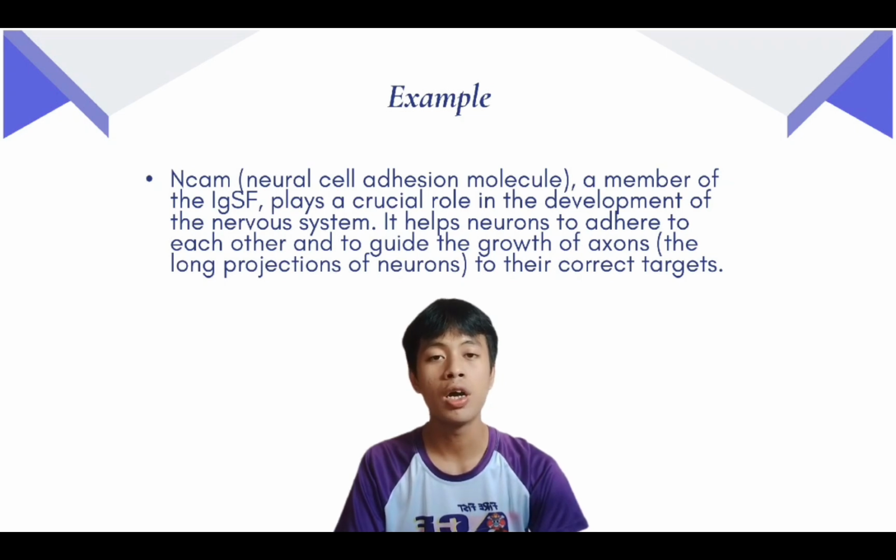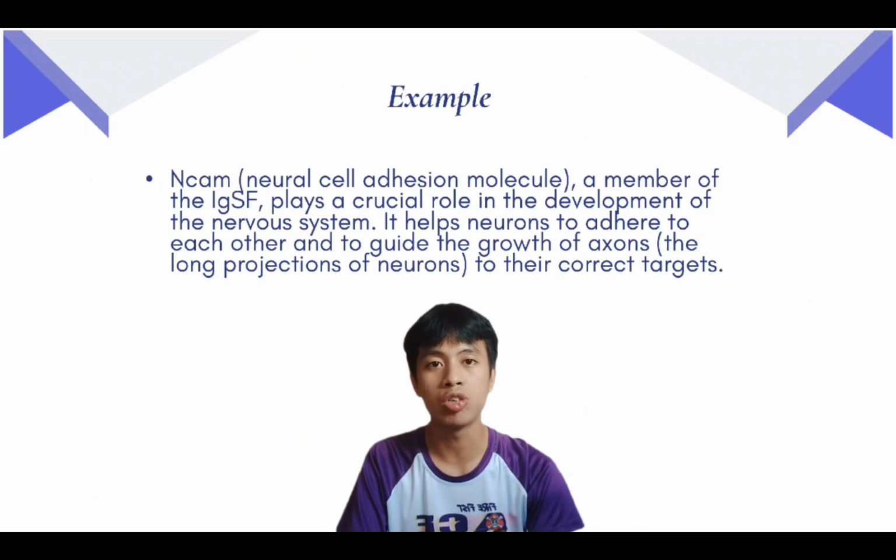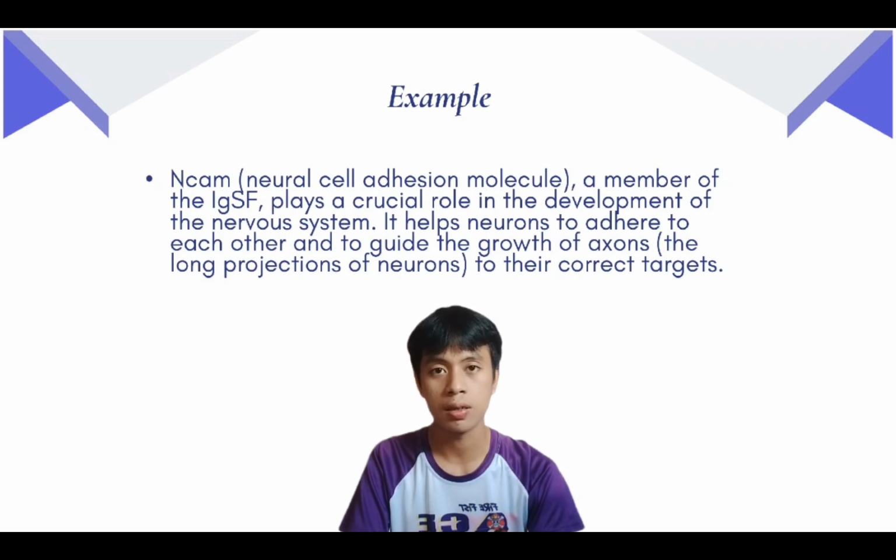Example of role of immunoglobulin superfamily. NCAM, or neural cell adhesion molecule, a member of the IGSF, plays a crucial role in the development of the nervous system. It helps neurons to adhere to each other and to guide the growth of axons, or the long projections of neurons, to their correct targets.